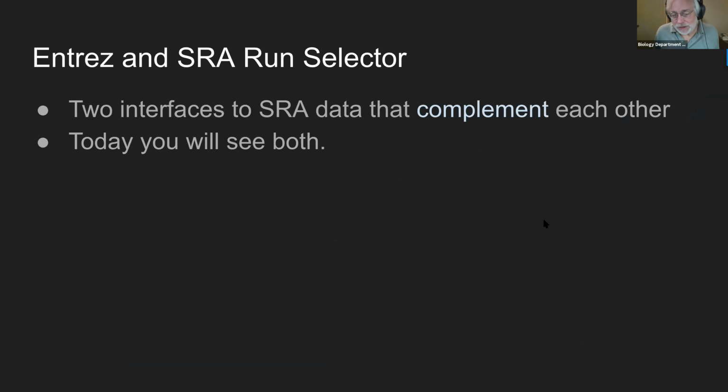Okay. So today we're going to spend our time in SRA in two things. One is Entrez and one is the SRA Run Selector. Entrez is a query interface that's used across a lot of NCBI resources, so you may already be familiar with it, even if you don't think you are. And the SRA Run Selector is a newer method of interacting with SRA data. We're going to use both. They complement each other. They don't replace each other.